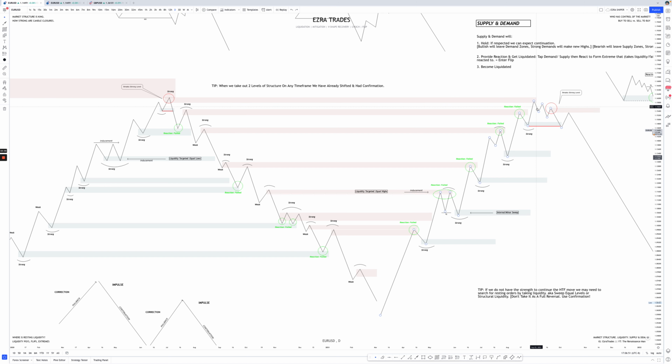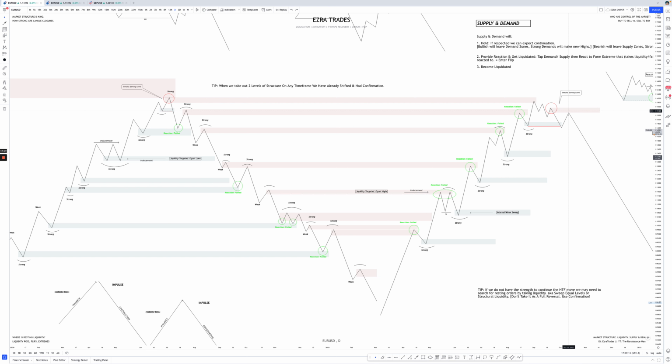So we're now correctively pushing back down, right? And then what happens? We break structure to the downside. We make demand fail. So now what's happening? Now we've had demand fail a couple times for structural liquidity, but then what happens in this case? We also fail to make what? A higher high. We break structure to the downside.